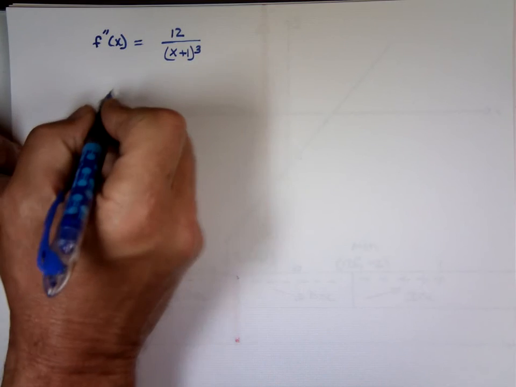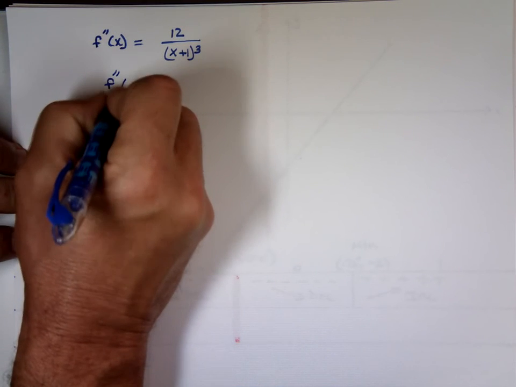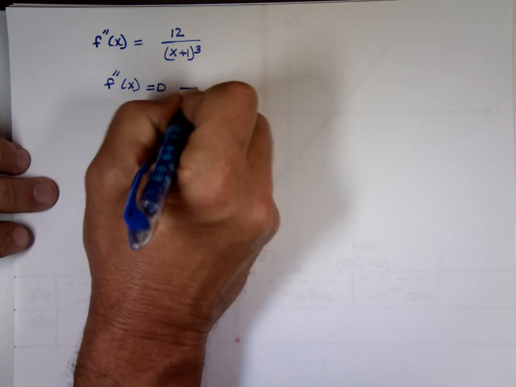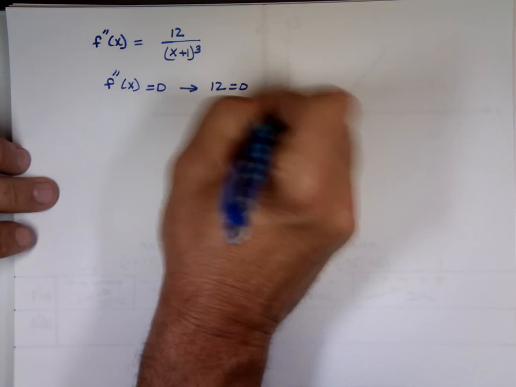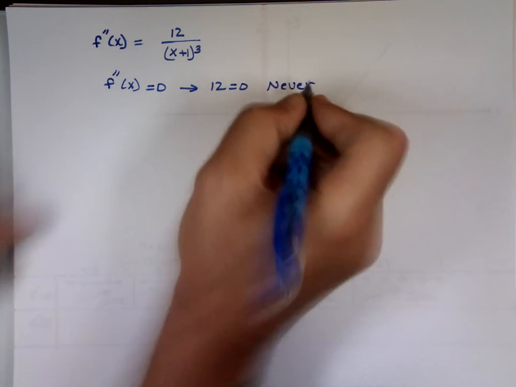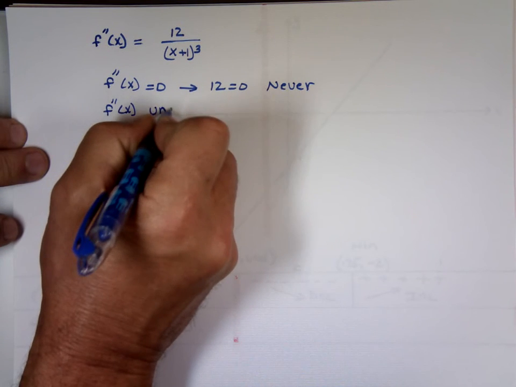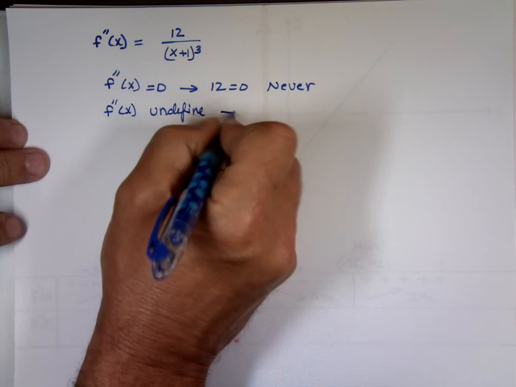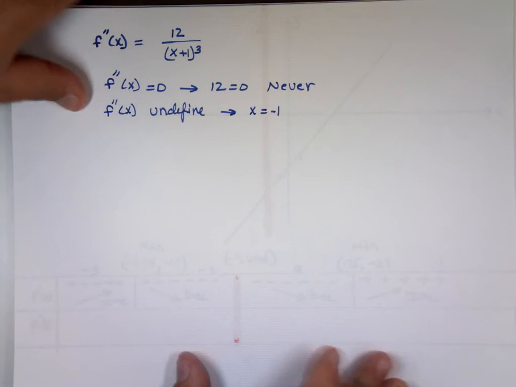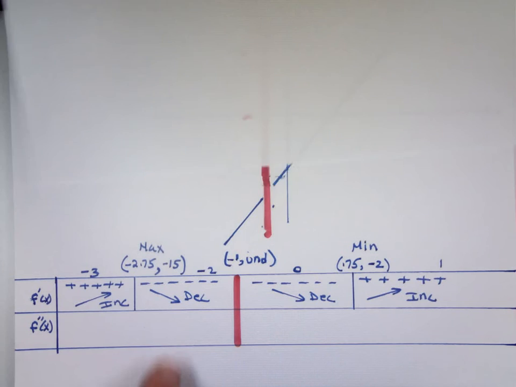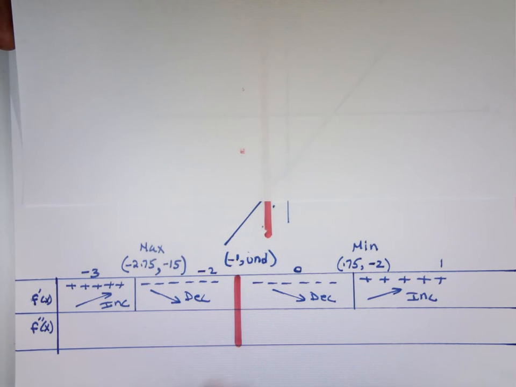Where's the second derivative equal to 0? That's when 12 equals 0. That's never. Where's the second derivative going to be undefined? That's when x equals negative 1. I knew that. I already have the line going through it. So I only have to use one test point to the left, one test point on the right, then I can start graphing. Less than negative 1, I'll use a negative 2. More than negative 1, I'll use a 0.